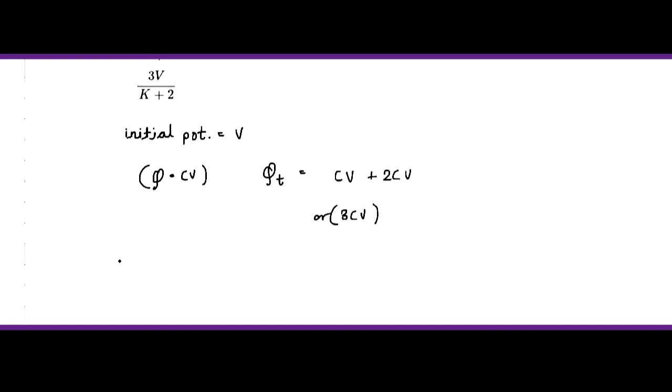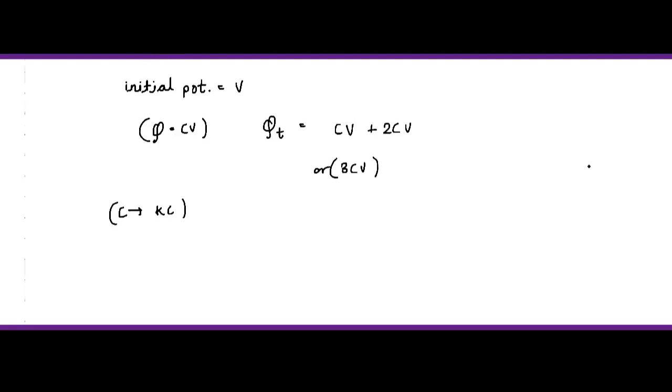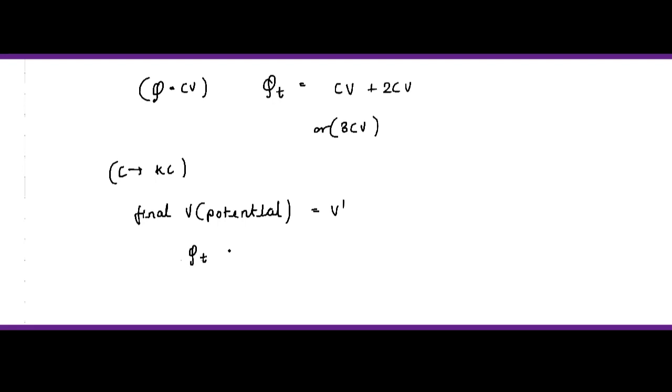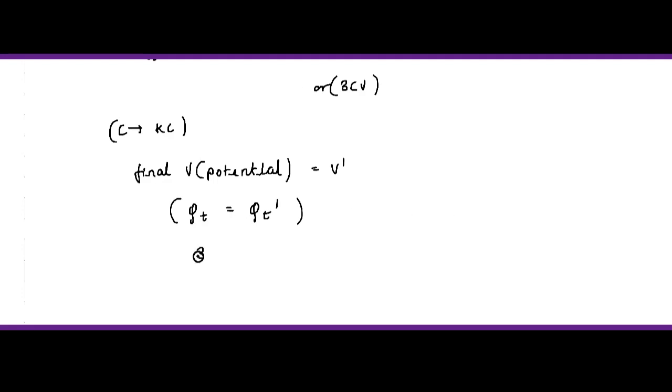When we insert a dielectric in the capacitor C, C changes to K times C. Now let us assume that the new potential between the capacitor is equal to V dash. Final potential is equal to V dash. So we can write QT will be equal to QT dash since charges remain conserved. So we can write 3CV will be equal to 2CV dash plus KCV dash.